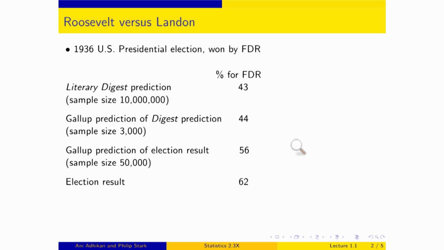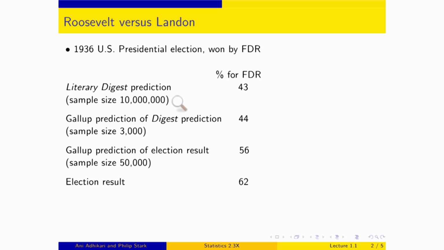So what was the election result? Well, it was a landslide for FDR. He got 62, and 56 is still quite far away from 62. But it is not as far as 43. This was a massive embarrassment for the Digest, and the magazine folded shortly after. And it's well worth examining why this sample size didn't dominate the methods here.